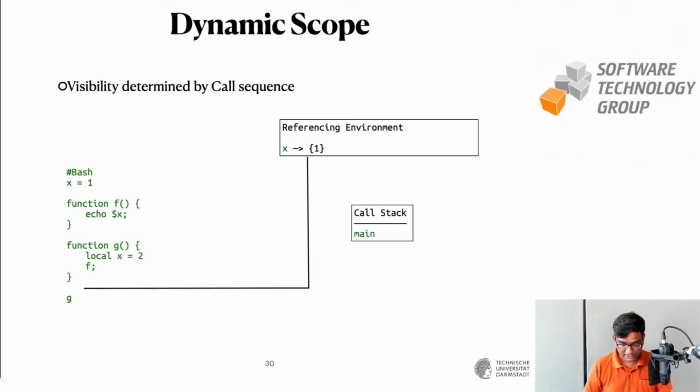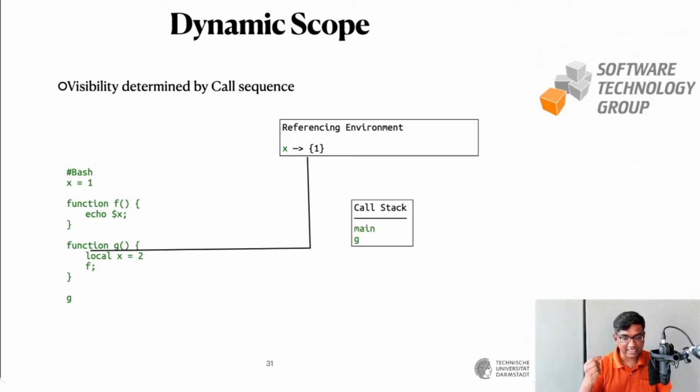Then there is a call to g. At this point, g is added to the call stack, and then we parse through the individual instructions inside g. So we have assigned a local variable x, which still refers to the same variable x. Its value is reassigned to be 2.